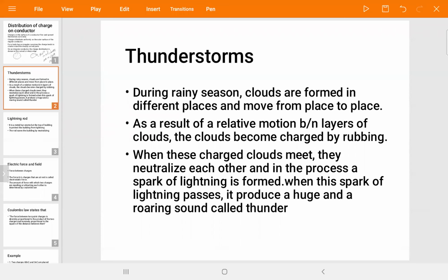Due to wind, there will be a relative movement between the layers of a cloud. And when one layer moves to the left while the other is moving to the right, there will be friction, a sort of rubbing. Due to this relative motion, if one layer moves over the other layer, charge will form. Because, as you know, cloud is a drop of water.